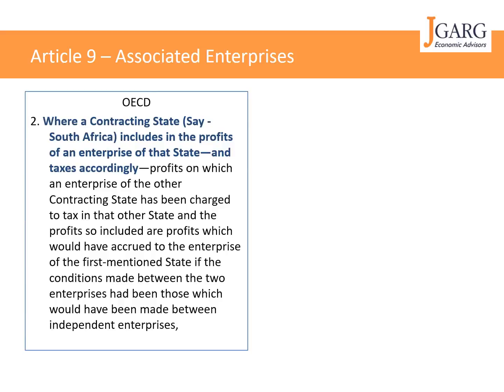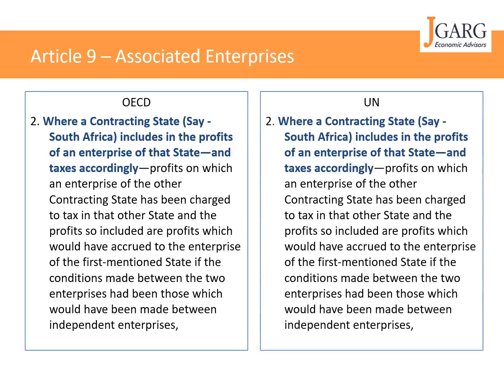Where a contracting state, say South Africa, includes in the profits of an enterprise of that state and taxes accordingly, that is, the profit has gone up by $20, they have done the transfer pricing adjustment, profits on which an enterprise of the other contracting state has been charged to tax in that other state, and the profits included are profits which would have accrued to the enterprise of the first mentioned state if the conditions made between the two enterprises had been those which would have been made between independent enterprises. We have the same wording in the UN model.